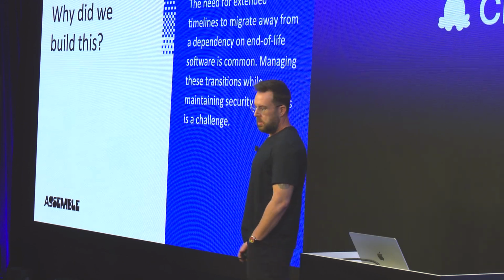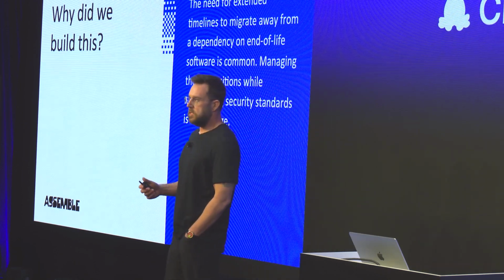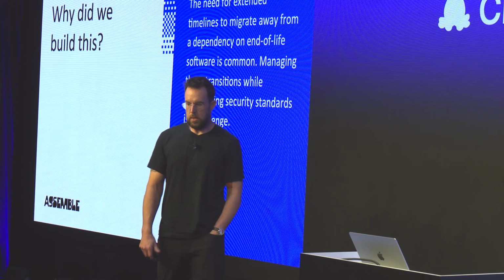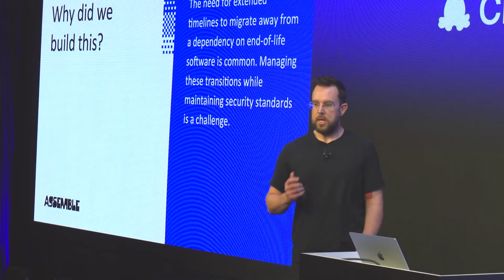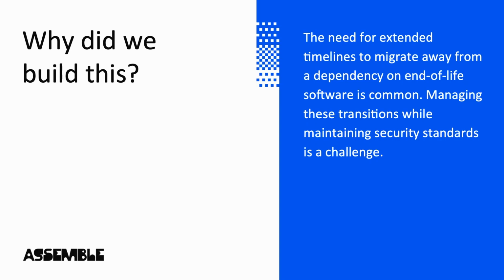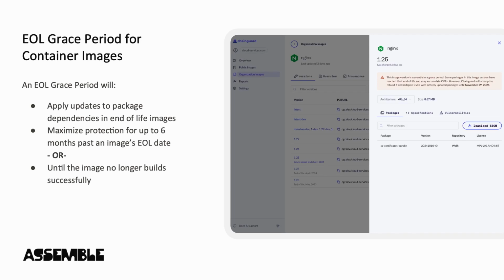So despite best efforts, some organizations still rely on end-of-life software in their applications. Because it's end-of-life, it's no longer receiving any updates from the open source community, which reduces its security and leaves it vulnerable to CVEs. Oftentimes, updating to a newer version isn't possible before it reaches its end-of-life date. So we've created an end-of-life grace period, which provides you an extension to your timelines without sacrificing the security of your container images. But what does it do exactly?